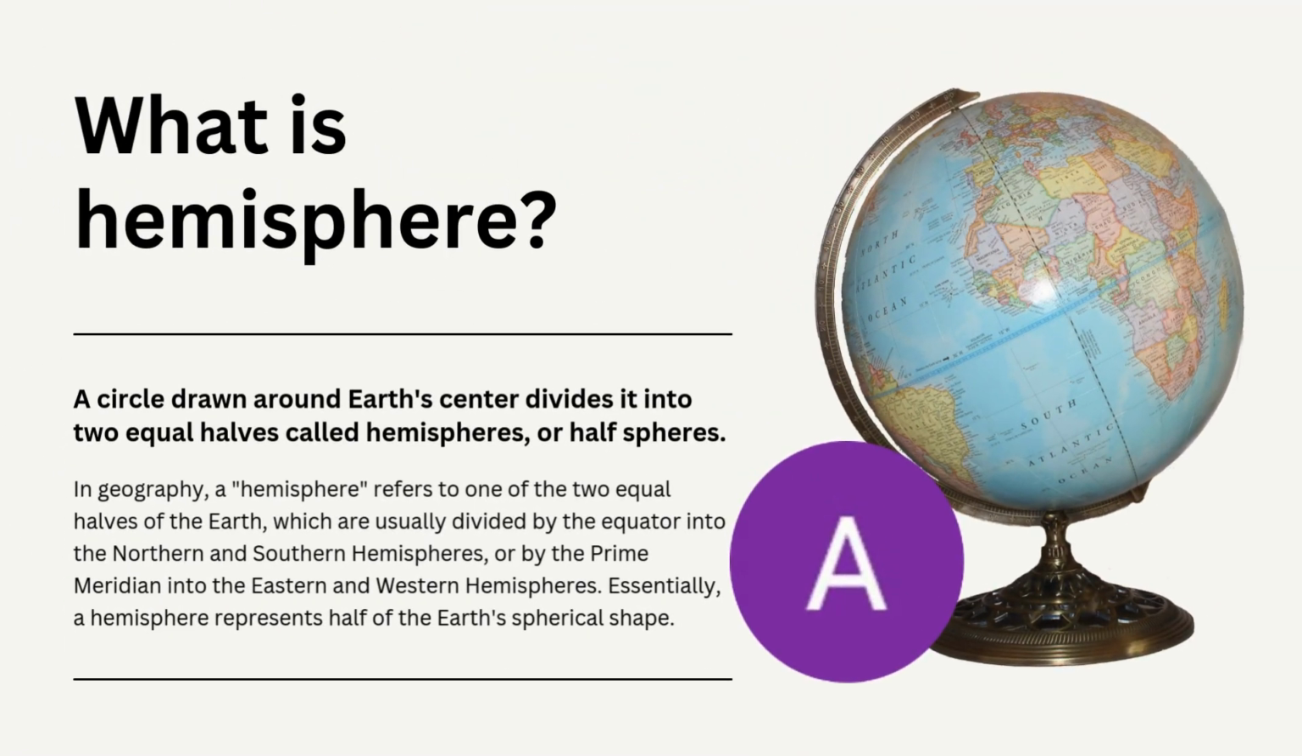What is a hemisphere? A circle drawn around Earth's center divides it into two equal halves called hemispheres, or half spheres. In geography, a hemisphere refers to one of the two equal halves of the Earth, which are usually divided by the equator into the northern and southern hemispheres, or by the prime meridian into the eastern and western hemispheres. Essentially, a hemisphere represents half of the Earth's spherical shape.